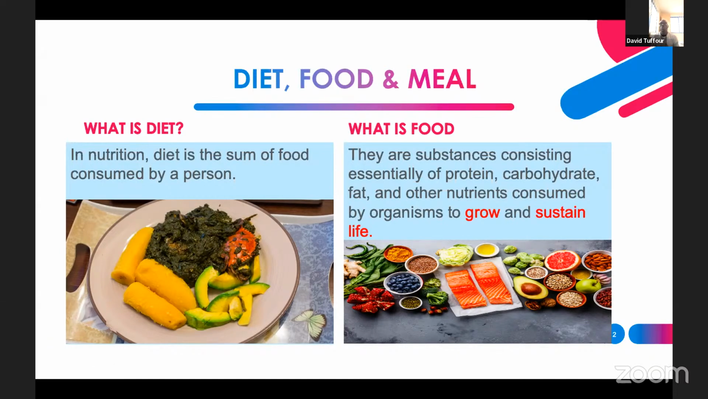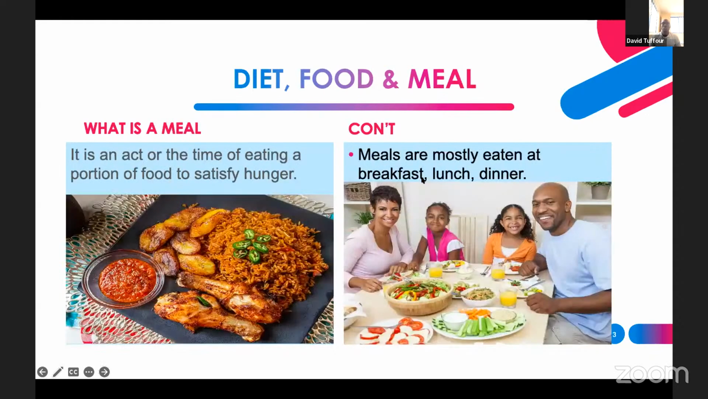If you look at the picture below, you can see fish, you can see avocado. The fish on its own is food. Avocado on its own is food. You can see some apple on its own is food, and cabbage on its own too is food. All right. So let's look at the next slide.